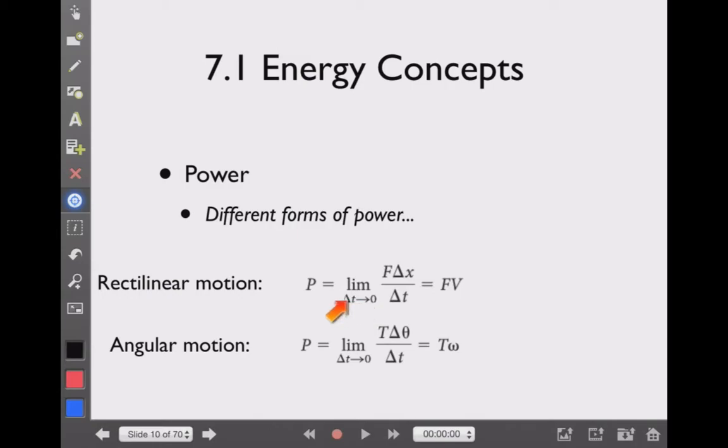And there are different forms of power. This is pretty easy to understand from our definition that we just saw. The work is the force per distance. So this is F times some delta x. We're applying some force over some certain small distance for a certain small time. But of course, delta x over delta t is just the velocity. So the power for rectilinear or linear motion is just force times velocity. And the counterpart for angular motion, which we haven't talked too much about in this class, is just the torque times the angular velocity.